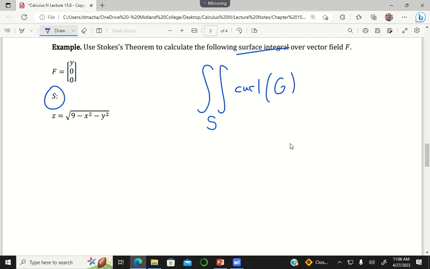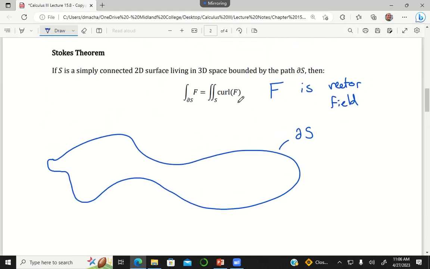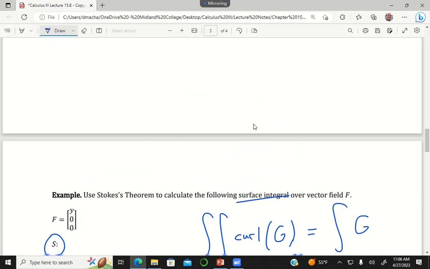So this is what Stokes' theorem says. If I say capital G is a vector field, then the path integral around the boundary of the vector field is equal to the surface integral of the curl of that vector field. Okay? I'm just checking, make sure I memorized that right. But yeah, the surface integral is actually over the curl, not over the vector field itself.